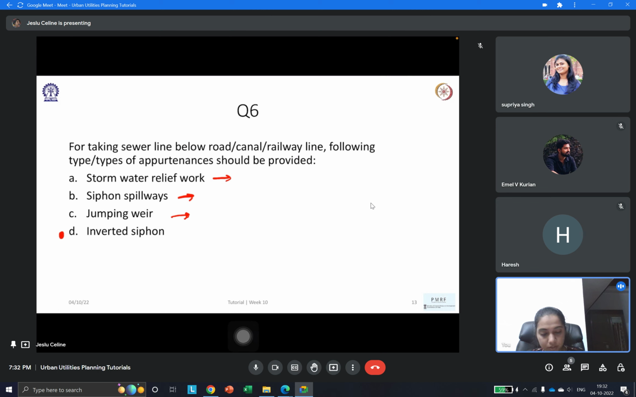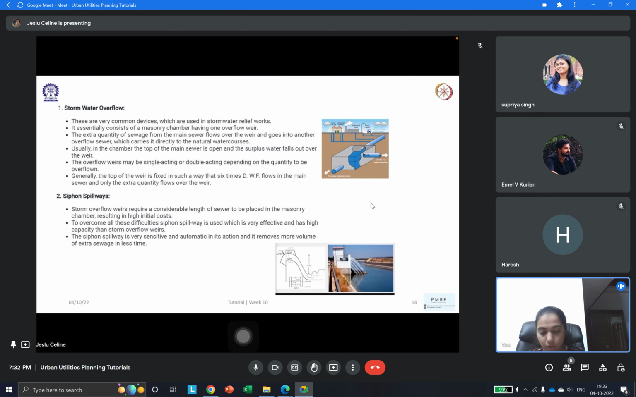So a stormwater overflow or a stormwater relief structure. This we have already discussed. You have multiple junctions, and you have an overflow pipe also, so that excess water, to avoid congestion, overflows outside. These are commonly used for stormwater relief works, and it consists of a masonry chamber having one overflow weir or a pipe which takes the water outside. The extra quantity of sewage from the main sewer flows over the weir and goes into another overflow sewer which carries it directly to the natural water courses.